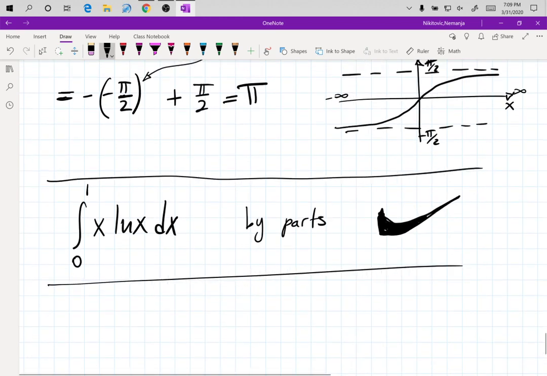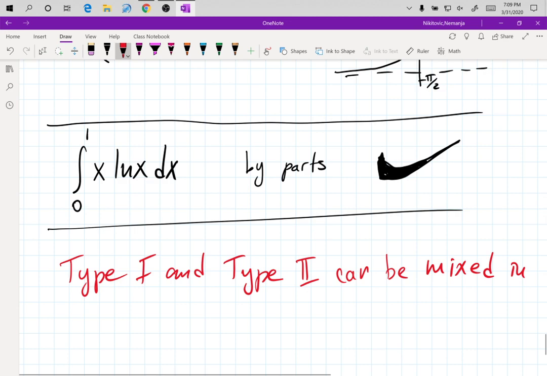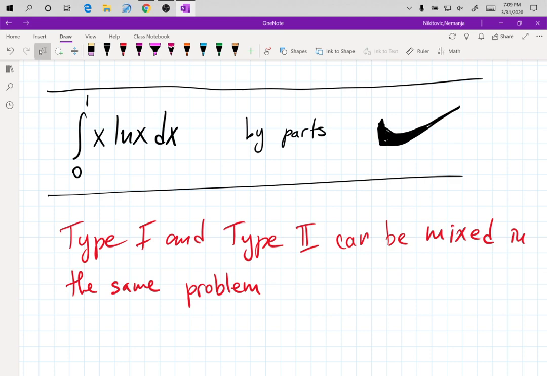And I'm just going to write this at the end. Type 1 and type 2 can be mixed in the same problem. So they can be mixed into the same problem. So you can have something that has an asymptote, but it also has an infinity.